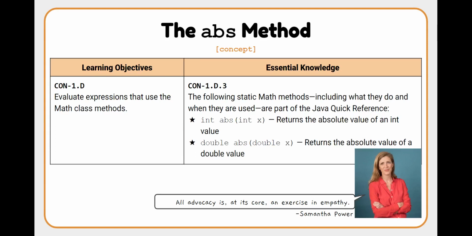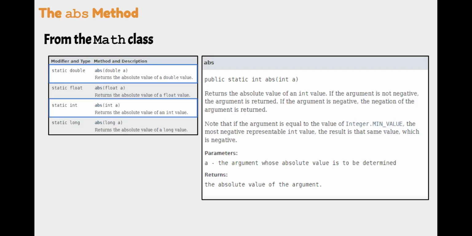Our next concept is the abs method. Our learning objective: evaluate expressions that use the Math class methods. Looking at the Math class in the Java API, we will see that the abs method is an overloaded method. There are 4 different versions of it, accepting our different numerical data types. We are going to be looking at the one that accepts a double and returns a double, and the one that accepts an int and returns an int.